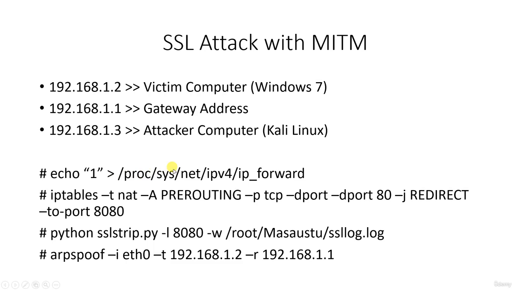Then what you have to do is modify the iptables. So iptables takes traffic inbound to our Kali Linux machine on which the destination is port 80, as you can see, port 80, which is listening through the use of sslstrip.